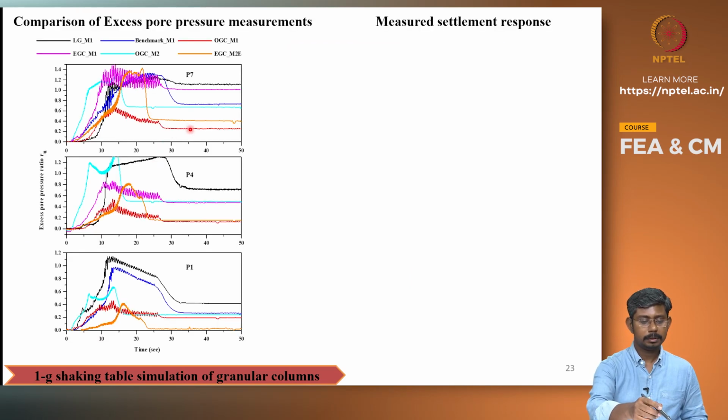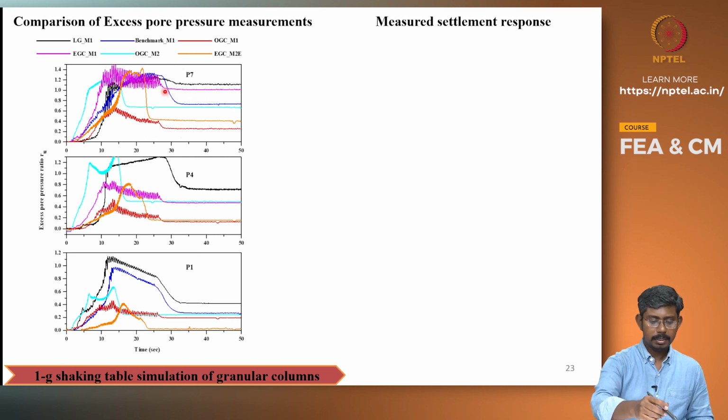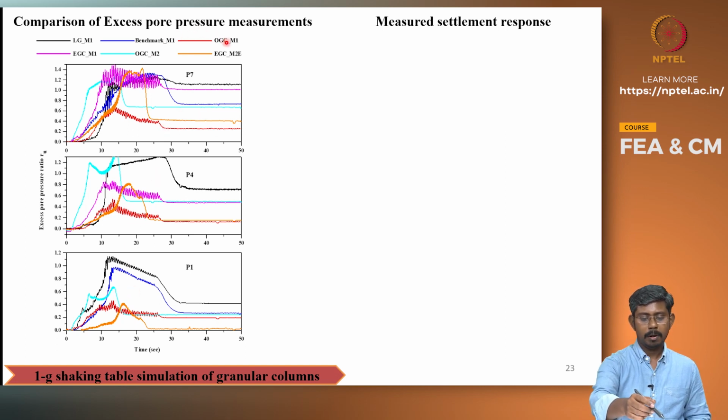Firstly, the excess pore pressures here, P4, P1 and P7, these locations correspond to the soil that lies below the toe of the embankment. So here it can be seen that at various locations, the benchmark model and ordinary granular column, for the first motion which is of lower intensity when compared to others, the second motion which is stronger, and M2E. M2E and M2 are almost the same in terms of magnitude, but the number of loading cycles is higher in M2E.